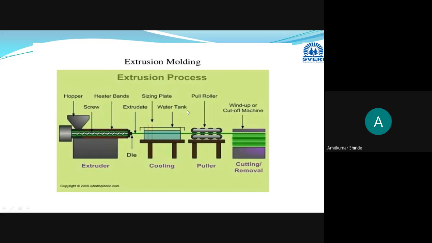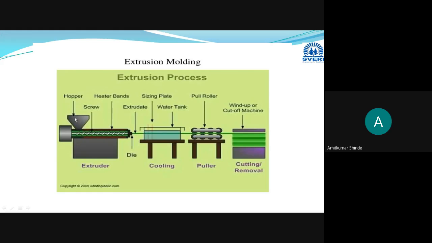Then with the help of the pullers, or by using some cutting machines, you can give the desired dimensions and obtain your desired product. So this is the extrusion molding process. I have explained it in different steps. I will repeat this whole process again.